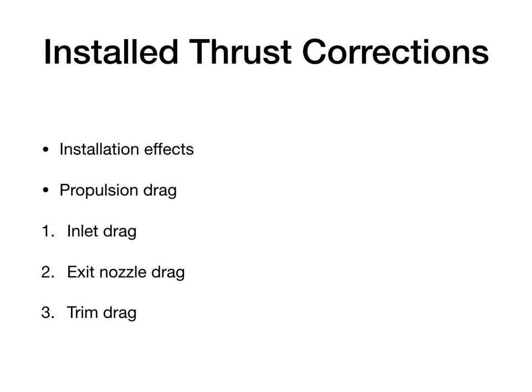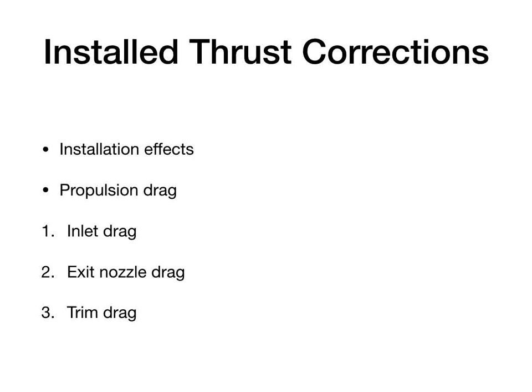Added propulsion drag can originate from inlet drag, caused by air spillage that results from a mismatch between the amount of air demanded by the engine and the amount of air delivered to the inlet based on flight condition. Second, exit nozzle drag. Third, trim drag that would result from added control trim that might be needed to offset moments produced by the engine thrust. Estimates of added propulsion drag are difficult to find from a conceptual design.